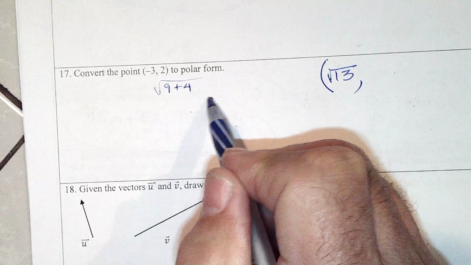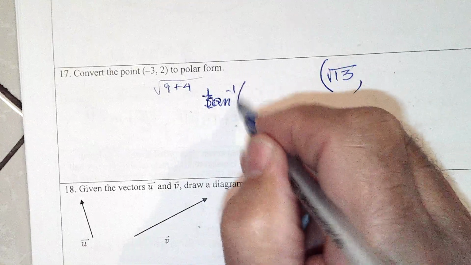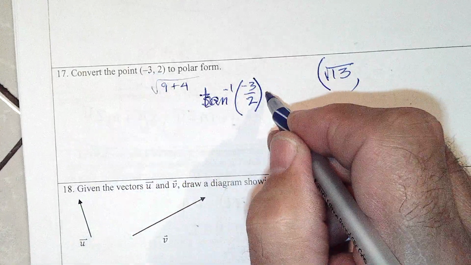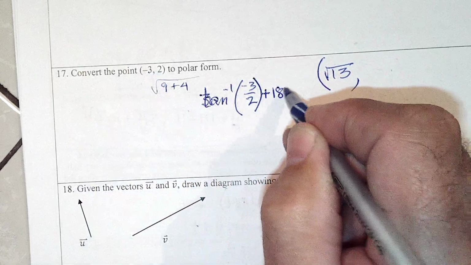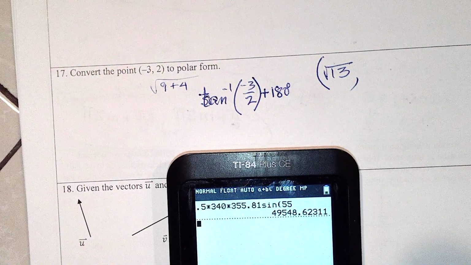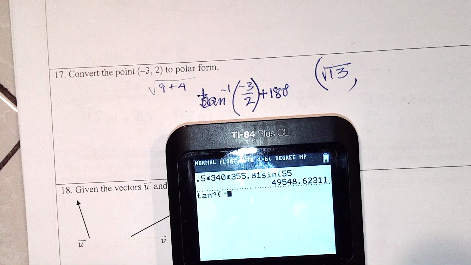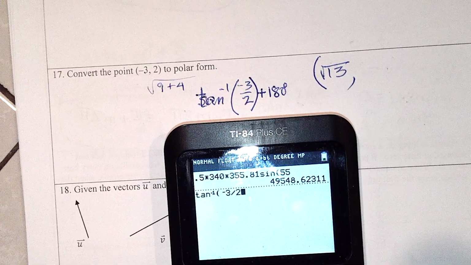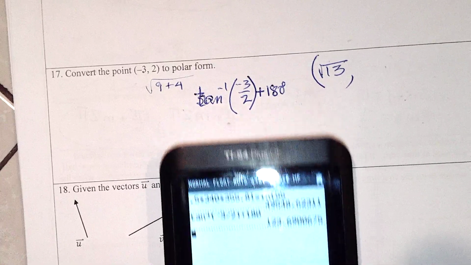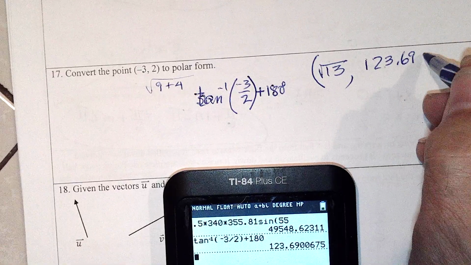And the angle is tangent inverse of negative 3 over 2. And since x is negative, I'm going to have to add 180. I'm doing this in degrees, so the mode needs to be in degrees. It is tangent inverse of negative 3 divided by 2, plus 180, is 123.69 degrees.